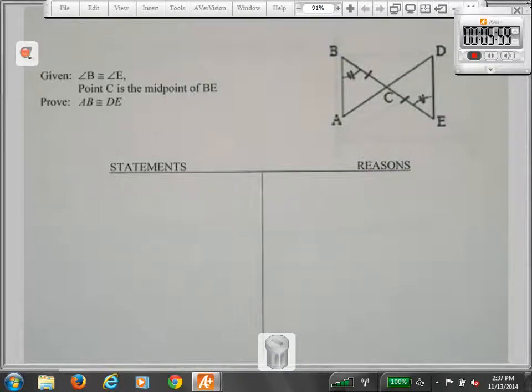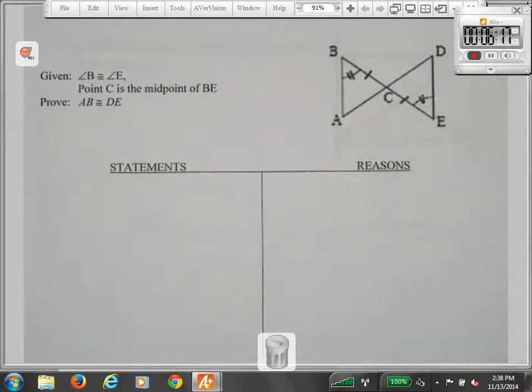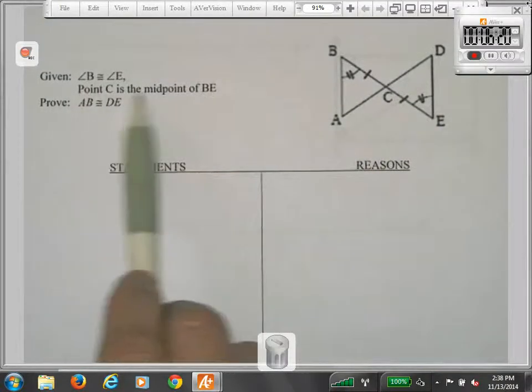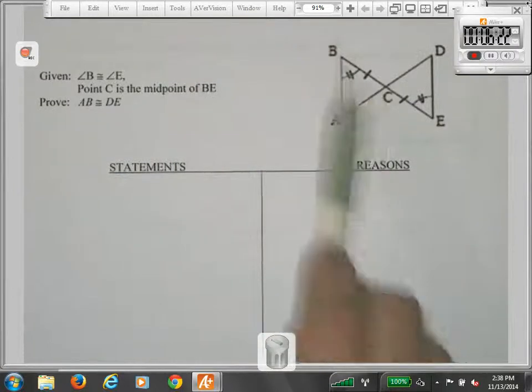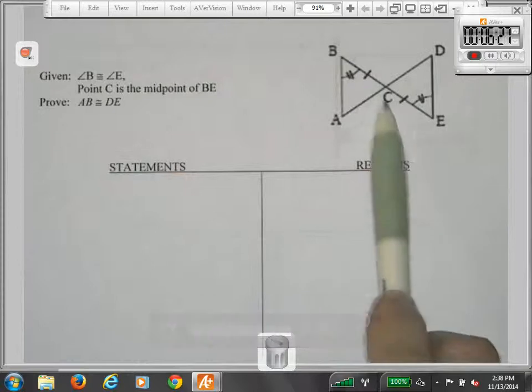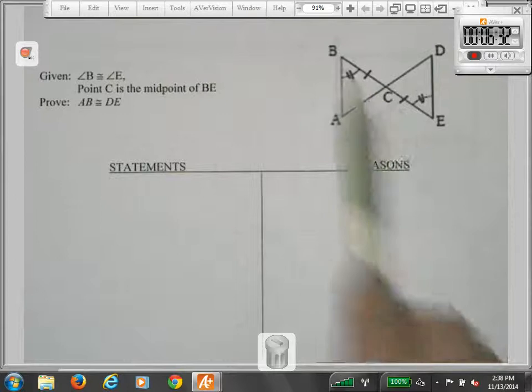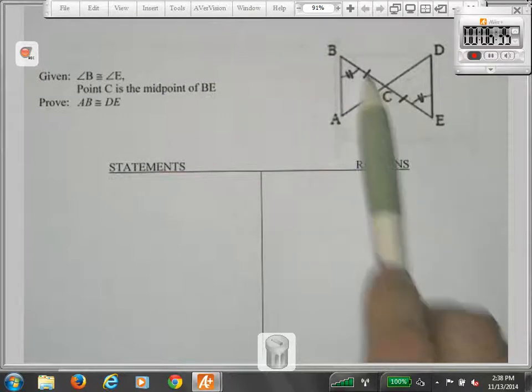All right, so remember, you want to look at what's given, and you want to look at your figure, and you want to determine what theorem you're going to use. Okay, so we're given that B and E are angles that are equal. Now, they have already marked those. And then we're also told that point C is the midpoint of BE. Okay, that's kind of marked as well. We see this situation right here, BE and C is the midpoint, so they've marked those two as being equal.